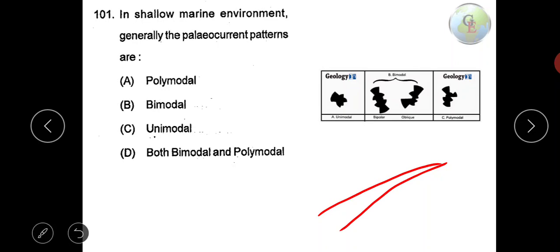Those factors are like density difference because of salinity difference, wind action, and rotation of the earth. So polymodal patterns are also found in shallow marine environment. So according to me it will be both bimodal and polymodal. Please comment your answer if you think the answer is some option other than option D.